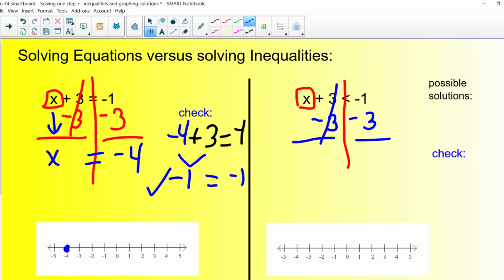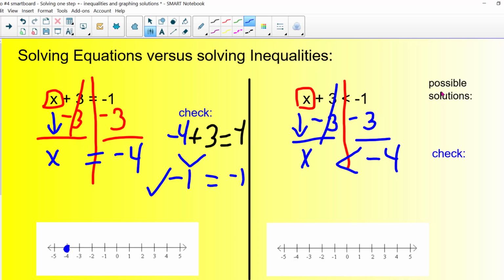These cancel. I'm going to bring down my x, but now here's a little different. I don't put an equal sign here. What do I put? The less than, because that's the one that's in the problem. Less than, and we still do negative 1 and negative 3, which gives you negative 4. So this is a little different. Now we don't have just one answer. We have an infinite number, because it's all numbers that are less than negative 4.